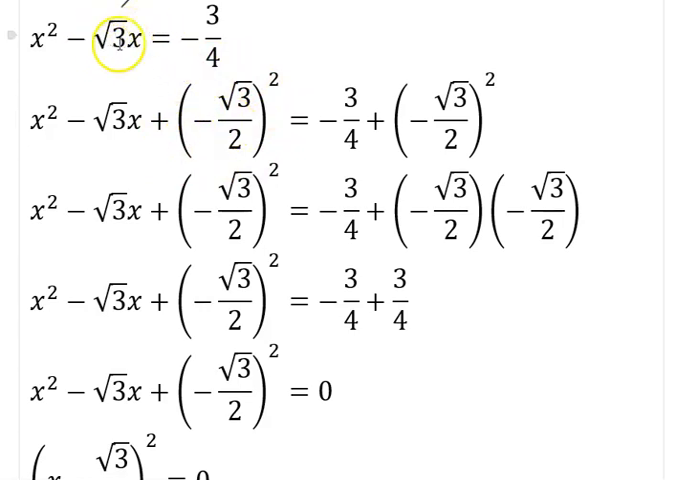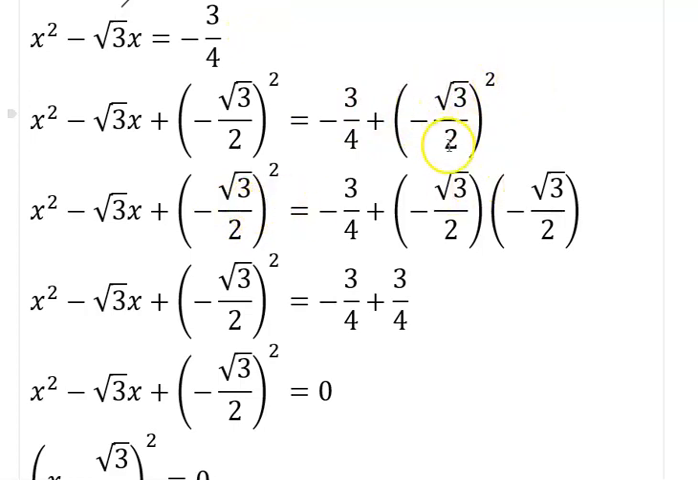Look at this. This is what we are considering. The half is minus root 3 over 2. So we add it to this place. This is what we have done. We square it. Then we add it to this right hand side as well. Beautiful. So let's deal with what we have on the right hand side.